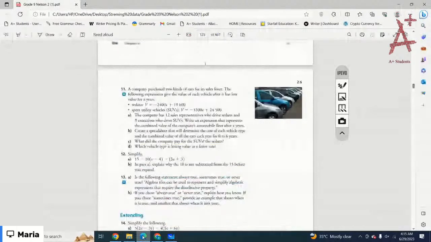Let's look at question number 11. A company purchased two kinds of cars for its sales force. The following expressions give the value of each vehicle after it has lost value over x years. It would be V equals negative 24,000x plus 19,600. The company has 12 sales representatives who drive sedans and 3 executives who drive SUVs. Write an expression. Let's just solve.